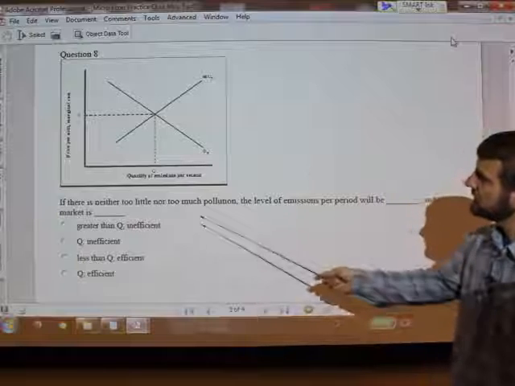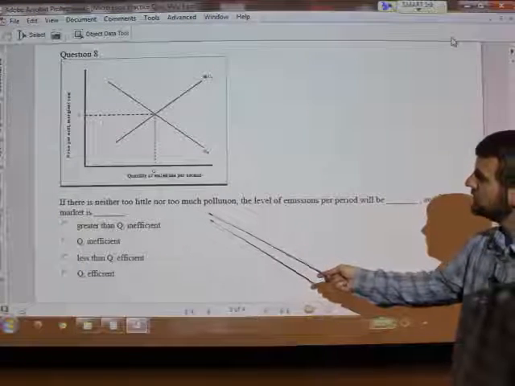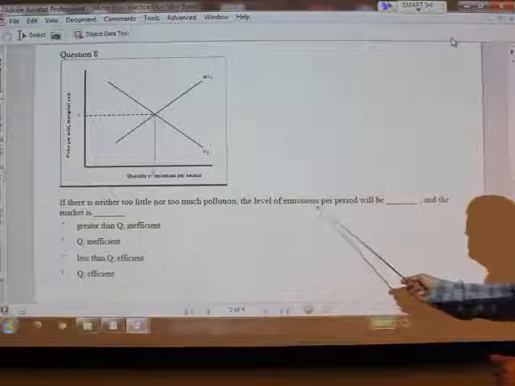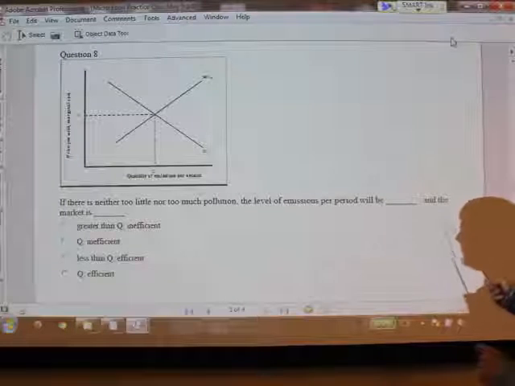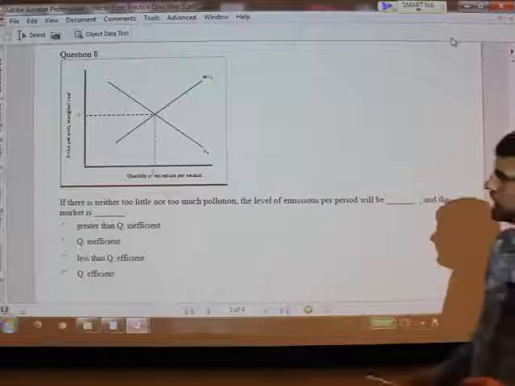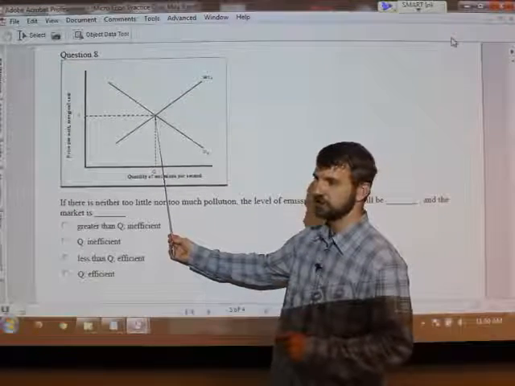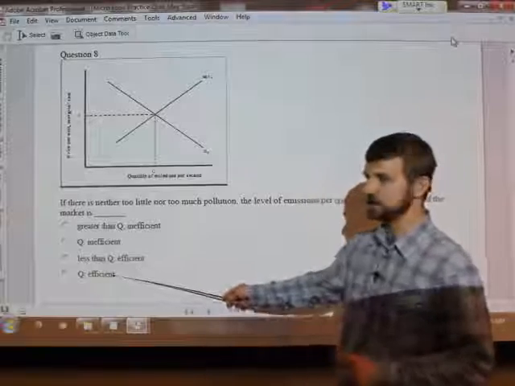Okay, question 8. If there is neither too little nor too much pollution, in other words, the Goldilocks level of pollution, the level of emissions per period will be blank, and the market is blank. Well, if it's Q, it'll be efficient. So D is the right answer.